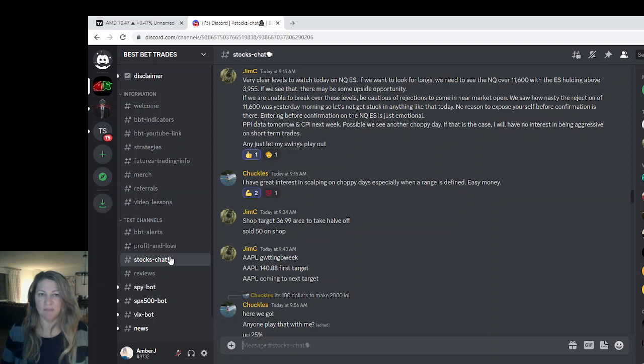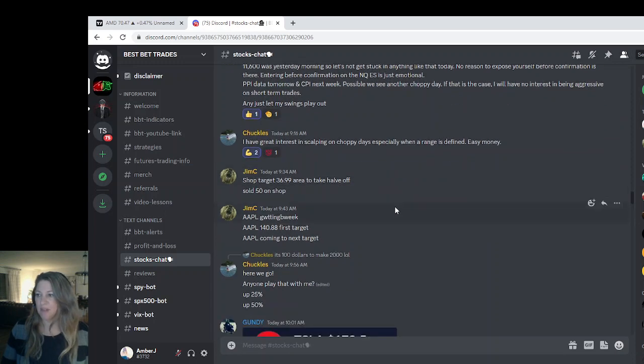Also, Jim C posts the macro side of things on support and resistance levels to look out for when we're scalping the micro. It's really good information to have. So here we have Jim here and NQ and ES futures, and he gives us support and resistance levels to look out for while we're trading. It's pretty cool, and we'll just talk about it.